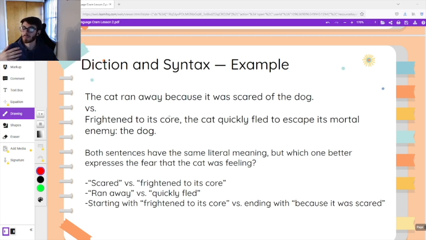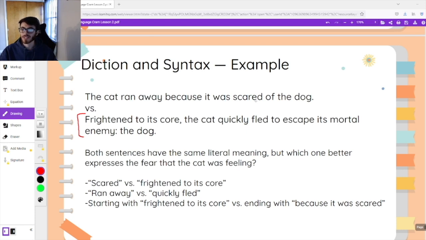Which one better expresses the fear that the cat was feeling? They both have the same literal meaning, but which one better expresses the fear? Which one makes it seem like the cat really was scared? Probably the second one, right? Normally I would like to get some opinions here and hear some thoughts from students, but most of the time I think people would say that this second one better expresses the fear of the cat. Why? Well, let's look at some of the differences here.